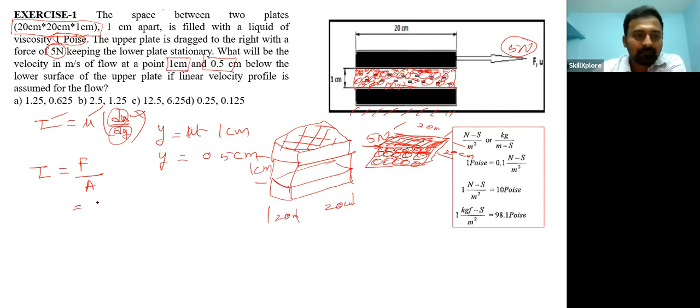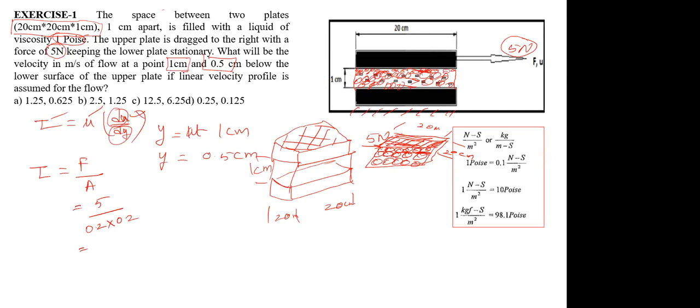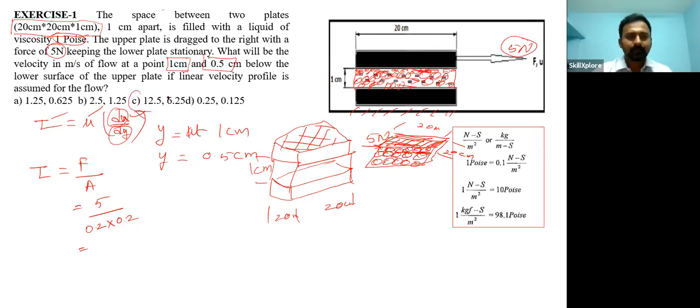F is 5 kilonewton and this is 0.2 meters into 0.2 meters. What is the answer? Is there anyone with the answer? The answer is B. Sorry, C. 12.5 is 6.25. Answer is this part, C. Okay. Answer is C.